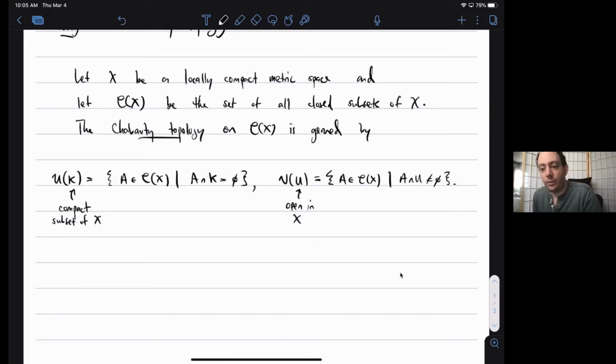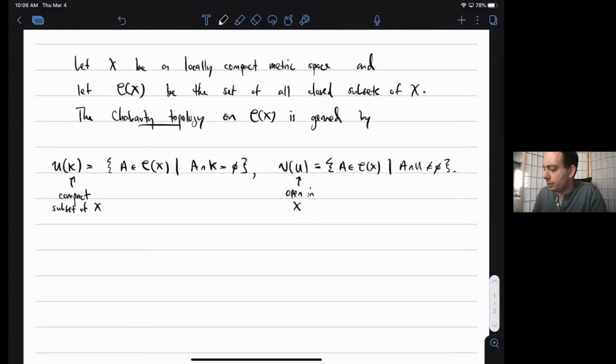Jan, there's a question in the chat by Ali Kazili. Okay, maybe you can take a look. I will. Or should I? I can read it out. So the question is whether this topology is equivalent to the Fell topology. Yeah, it's equivalent to the Fell topology. Is the Fell topology usually defined in this generality? Yes, but it's equivalent to the Fell topology.